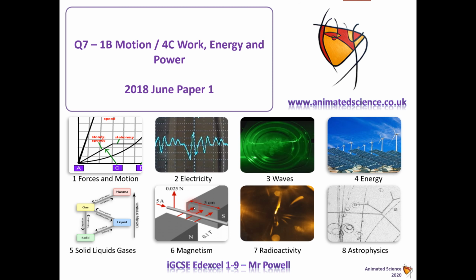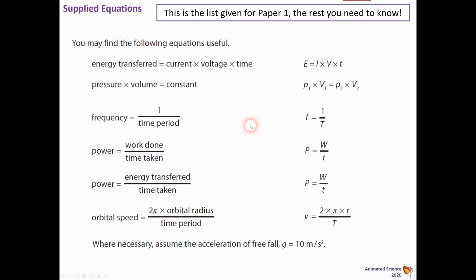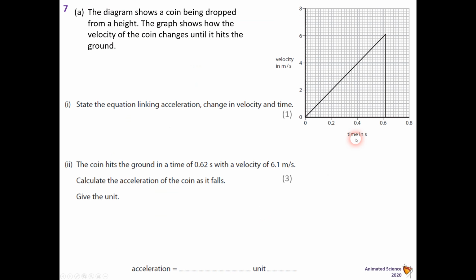So we're looking at the iGCSE Edexcel 1 to 9 2018 June paper. Question 7 involves section 1b motion, section 4c which is work, energy and power. So formulas as usual, so have a little think of what you need, the rest you've got to learn. So let's see what we need.